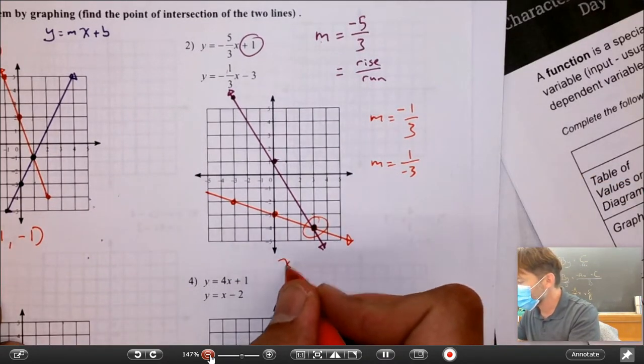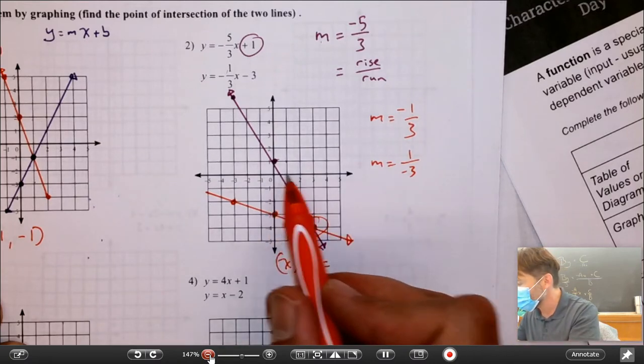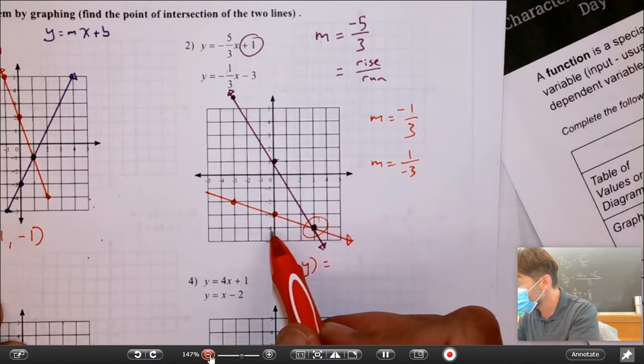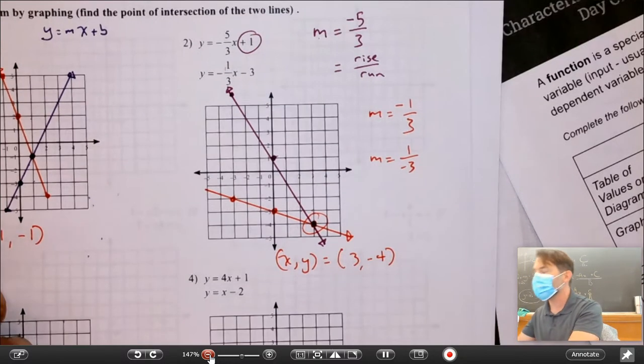So then I have x, y is equal to, and I need to find this point. This is the point 1, 2, 3. So that's the point. x is 3 and y is -4. 3, -4. That one is done.